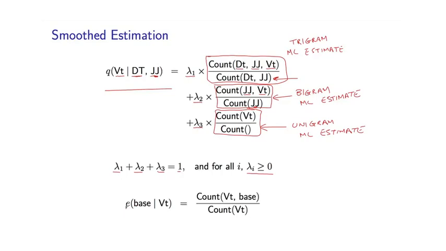Okay, so secondly, we've got to consider these emission parameters. For example, E of base given VT is the probability that the tag VT emits the word base. And again, we can derive maximum likelihood estimates that take a very intuitive form. So on the denominator, I have the number of times I've seen the tag VT. And on the numerator, I simply have the number of times that I've seen the tag VT paired with the word base, and we simply take the ratio of these two terms. So it's a blindingly simple estimate.